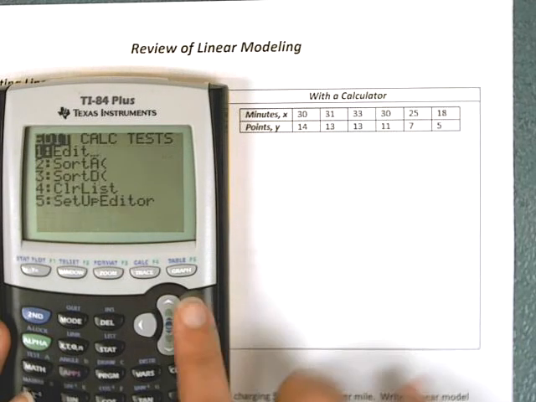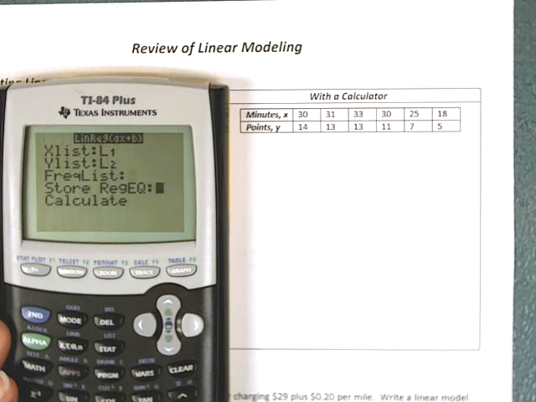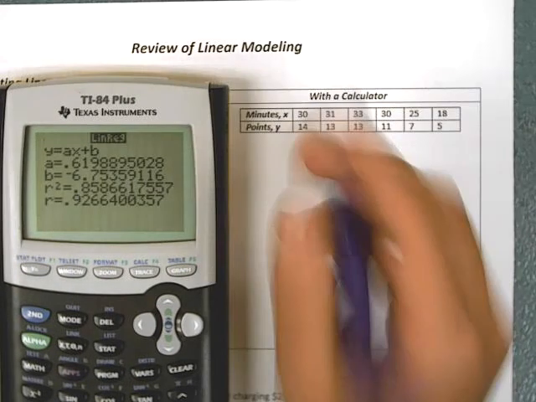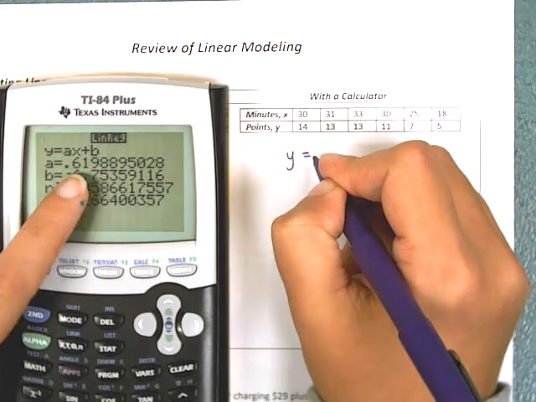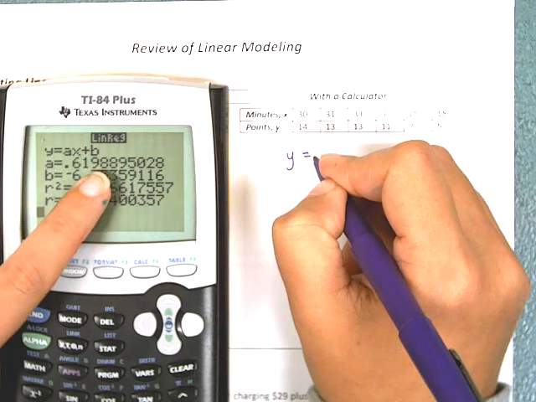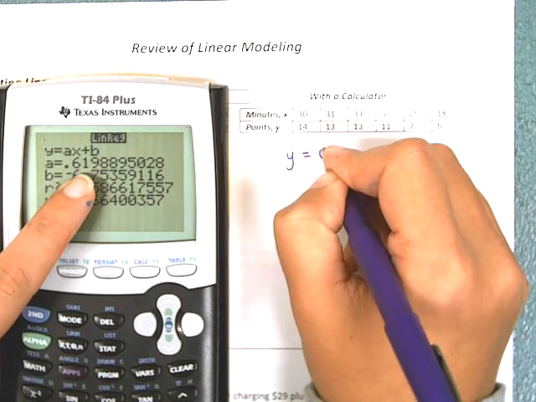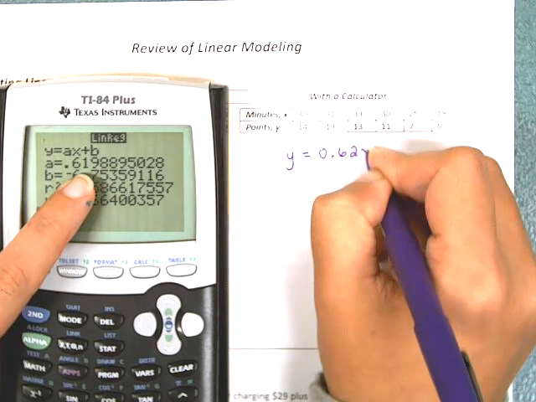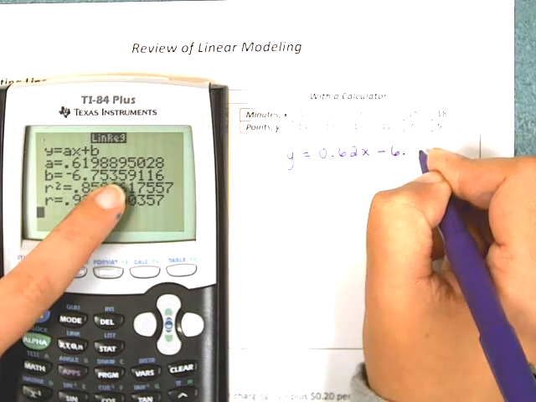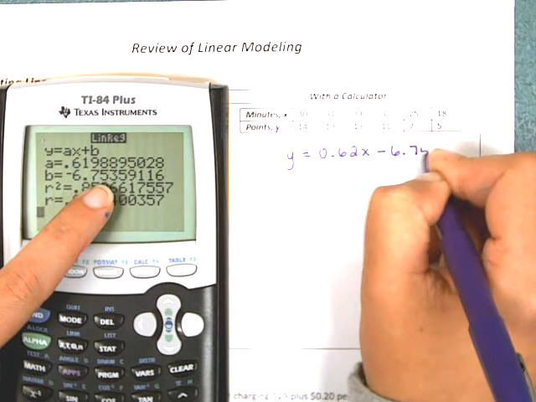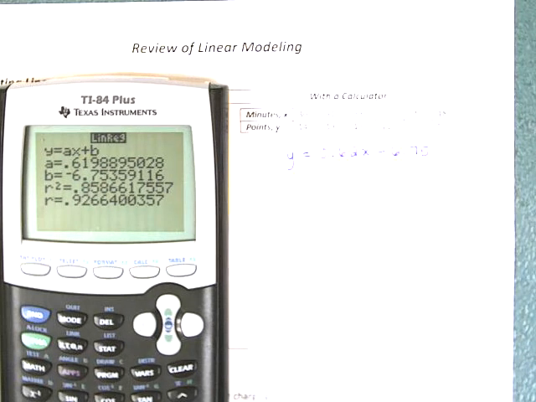Now I'm going to go to Stat, Calculate, Option 4. I'm going to hit Enter a bunch of times, and I'm going to get y equals, and I'm going to round nicely. So 0.61, but the 9 is big enough to bump that up, so I'm going to put 0.62x minus 6, and then the 3 is not big enough to bump up the 5, so I'm going to leave it as 0.75. And I'm done.